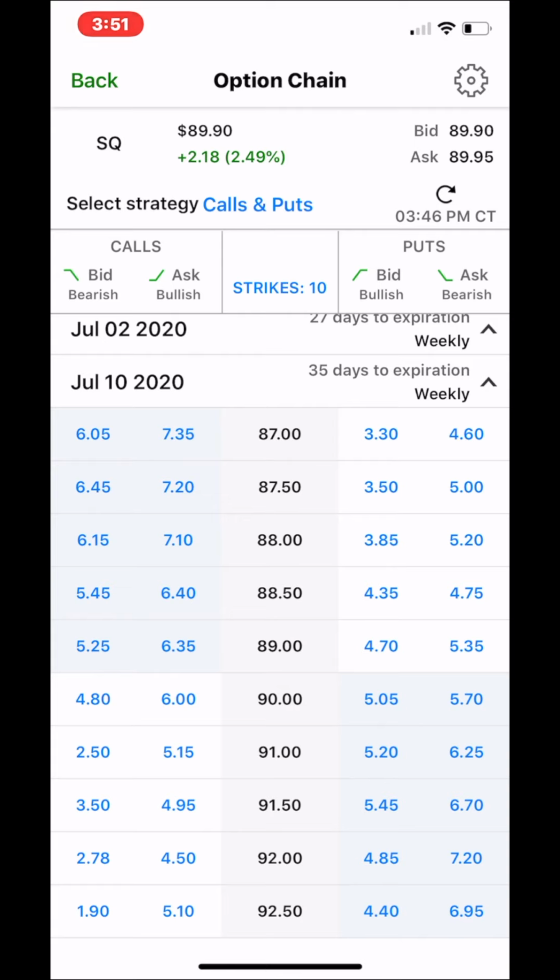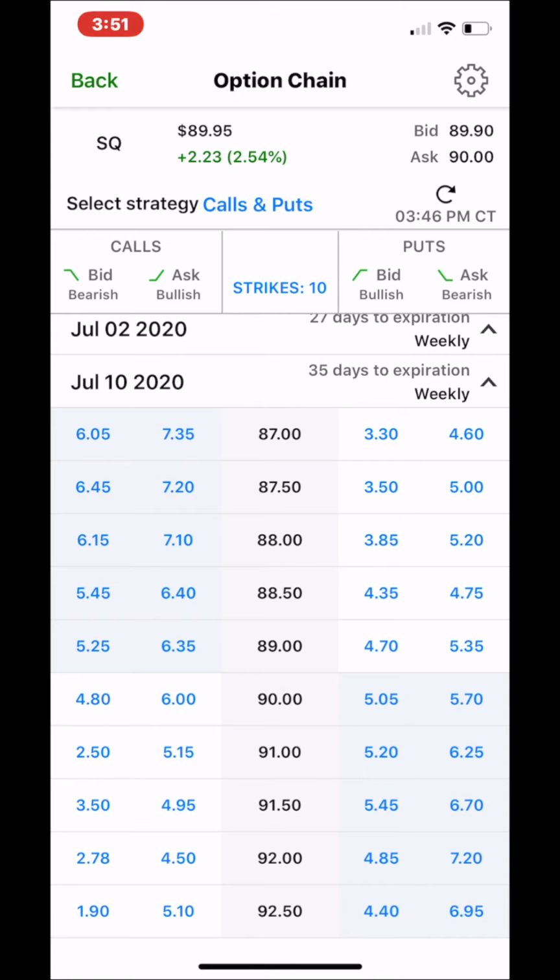So we see an $89 call, and this call is $5.25, $6.35, and of course that's times 100. So you would actually pay $525 and $635 for this. And the reason it's higher is because the further out you go, the more likely that the stock has a chance to hit that price. So that means you pay more for the actual premium.